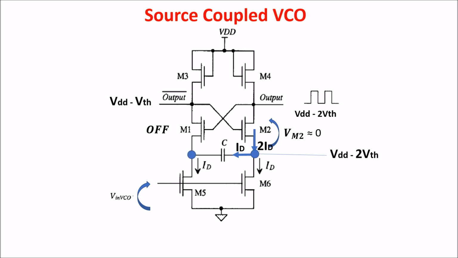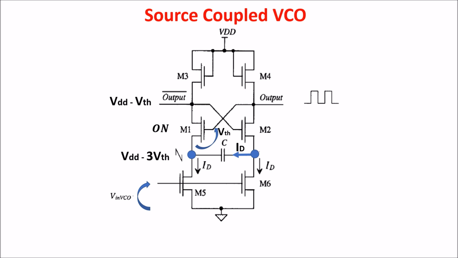The voltage in the drain of M5 keeps lowering till the moment it reaches VDD minus 3V threshold. In this moment, between gate and source of M1, there is V threshold, so M1 switches on, causing an immediate voltage drop in the drain of M1, or output bar, which reaches VDD minus 2V threshold, switching off M2. There is also an immediate voltage increase in the drain of M5, which passes from VDD minus 3V threshold to VDD minus 2V threshold, causing the output to rise the voltage to VDD minus V threshold.